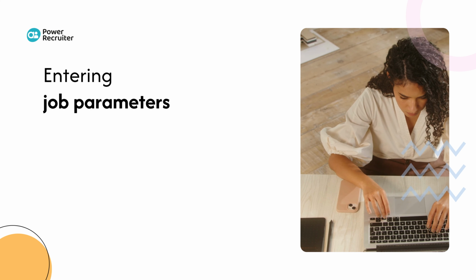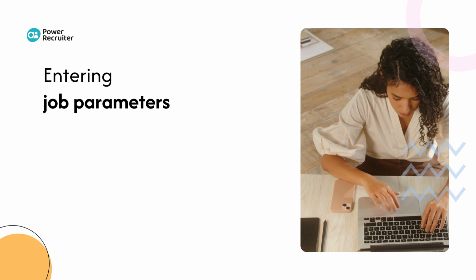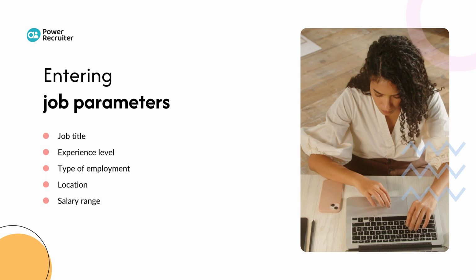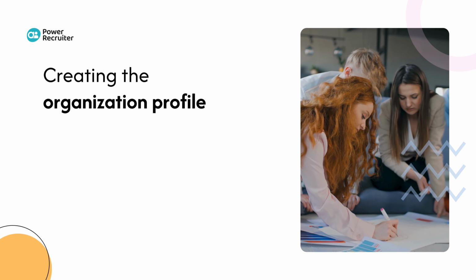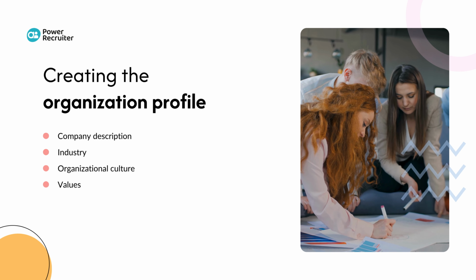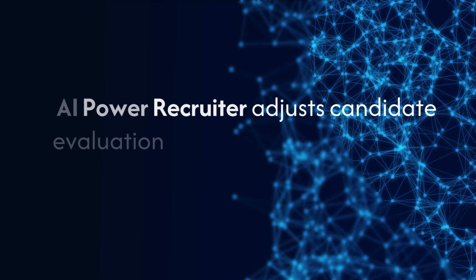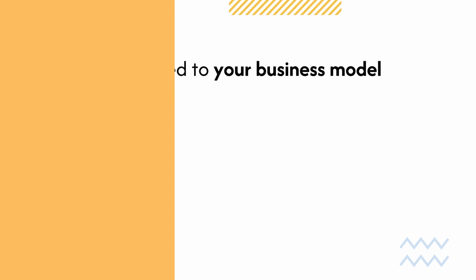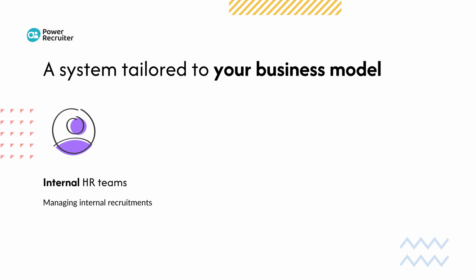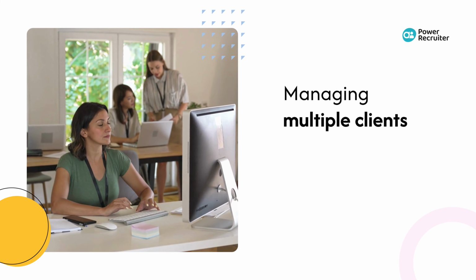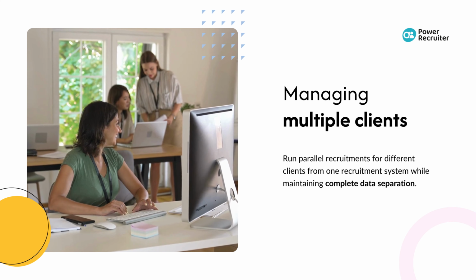When creating a new recruitment, the recruiter enters the basic job parameters: job title, experience level, type of employment, location, and salary range. A key element is the organization profile. This includes the company description, industry, organizational culture, and values. These details help the system adjust candidate evaluation to the company's unique context. The system works for both internal HR teams and recruitment agencies. In the latter case, you can manage multiple organization profiles and run parallel recruitments for different clients.